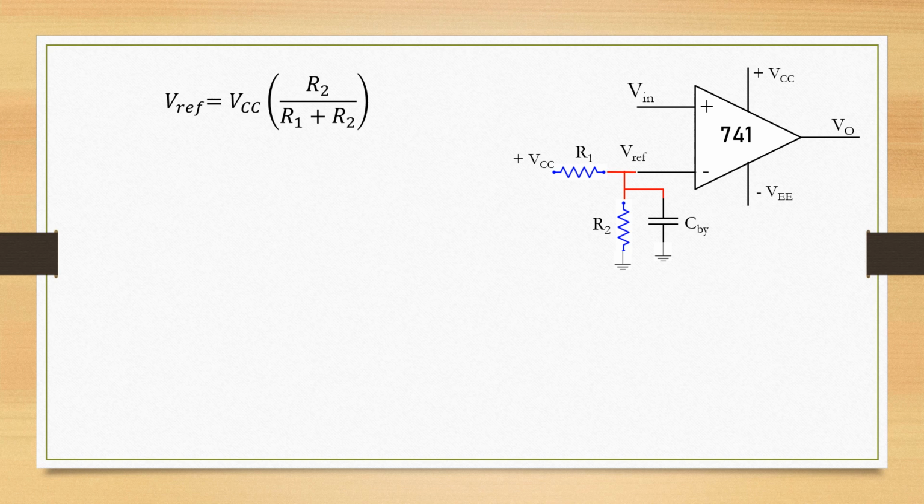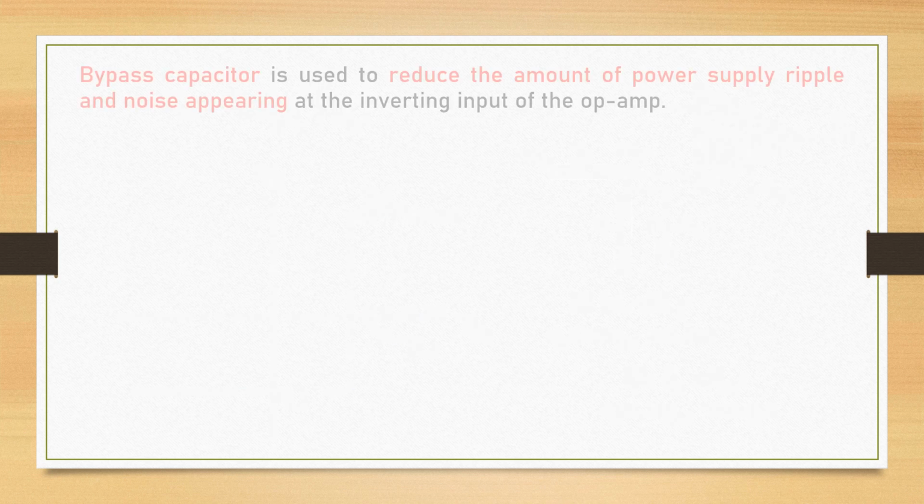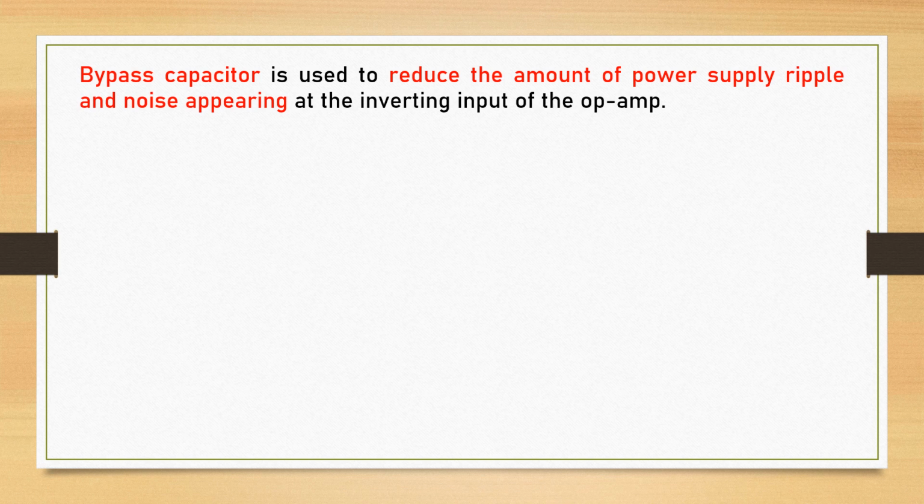Now seeing the operation of this circuit, we are comparing V in with V reference. If V in is less than V reference, then the output voltage V naught is minus V sat, that is, a lower value. And if V in is greater than V reference, then the output voltage V naught will be plus V sat. The bypass capacitor is used to reduce the amount of power supply ripple and noise appearing at the inverting input terminal of the op amp.